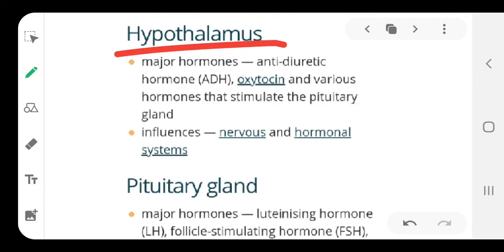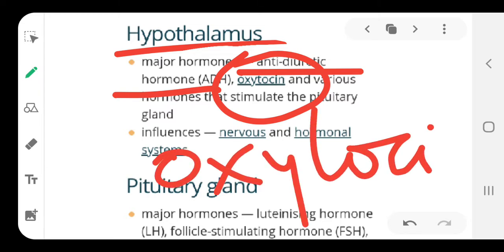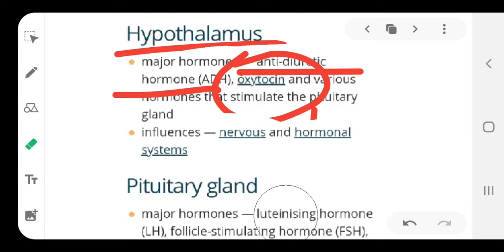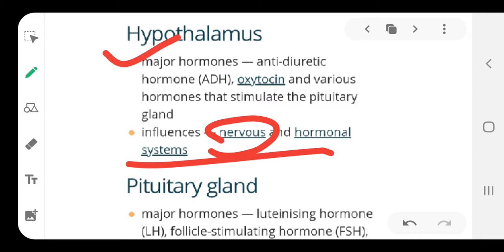So, the first gland was the hypothalamus. Its major hormone is ADH. I have told you, underline the name again, it is antidiuretic hormone. Then it also secretes oxytocin, underline the word oxytocin, and various hormones that stimulate the functioning of the pituitary gland. So, there is a new word called oxytocin, which is again secreted by this hypothalamus part of the system. Then it also influences the nervous and hormonal system. So, the hypothalamus basically plays a big role in the endocrine system.